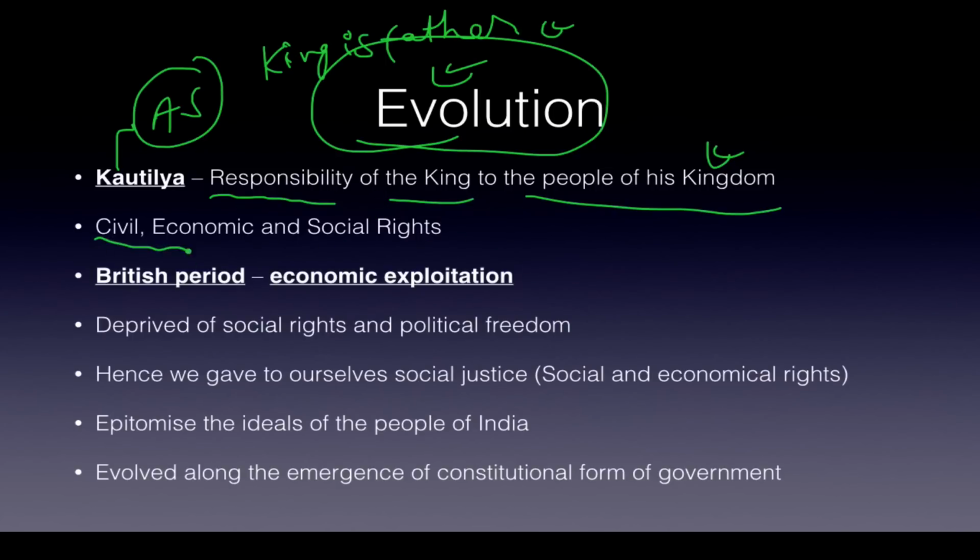So he propounded something called civil, economic, and social rights. And further, in the British period, there was lots of economic exploitation. We were deprived of social rights and political freedom. Hence, we gave to ourselves social justice.